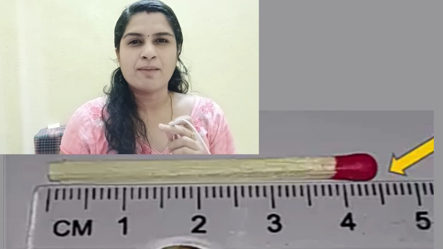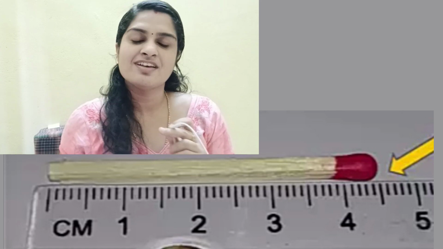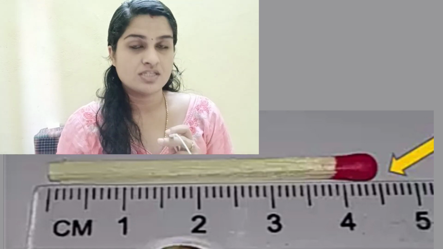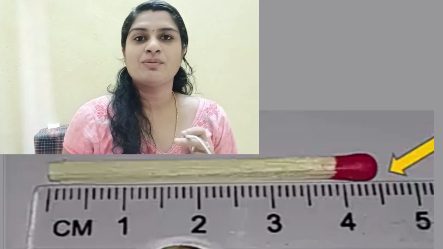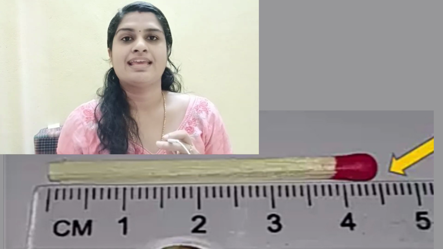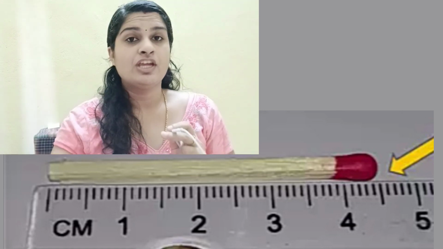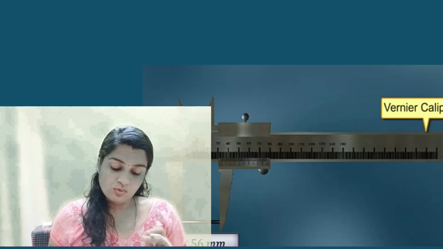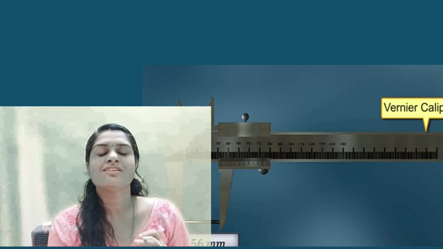So you will tell me, ma'am, it is more closer to 14.5, so let's take it as 14.5. But is it actually true? No, it is not. See, in between 14.4 and 14.5, it can be 14.44, it can be 14.45, it could be 14.46, anywhere. Okay, so now what the scientists did, the scale is not accurate enough, so they devised a new instrument called the vernier calipers. Vernier calipers, they have a lesser least count.